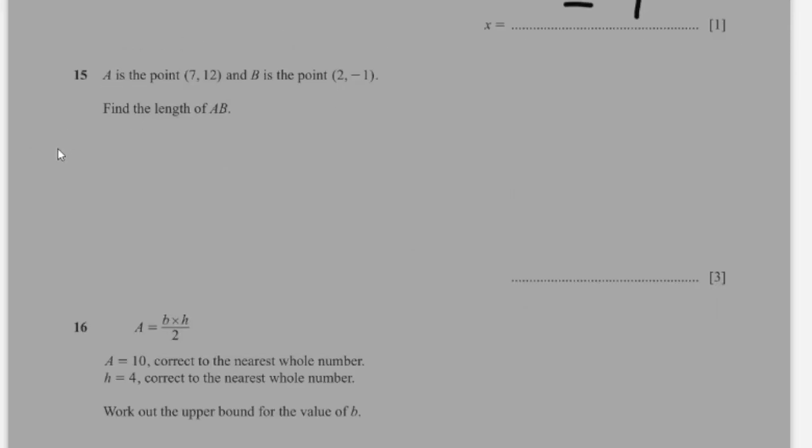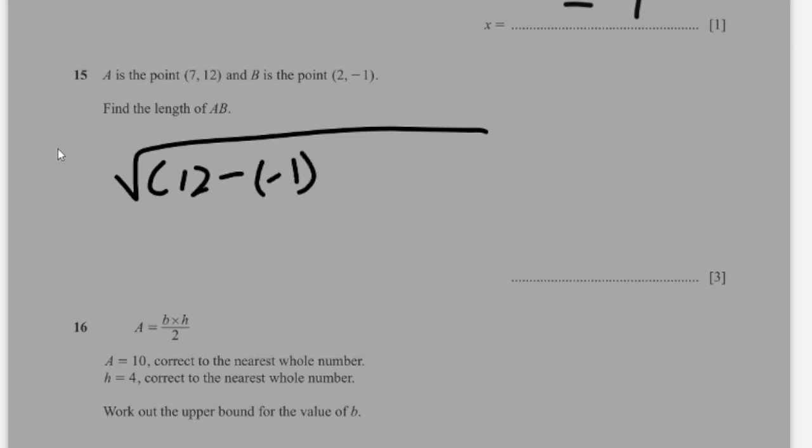15. A is the point 7, 12 and B is the point 2, negative 1. Find the length of AB. So we use the formula root of x2 minus x1 the whole squared plus y2 minus y1 the whole squared, which gives us the answer as 13.9.